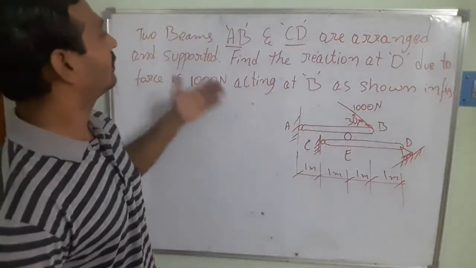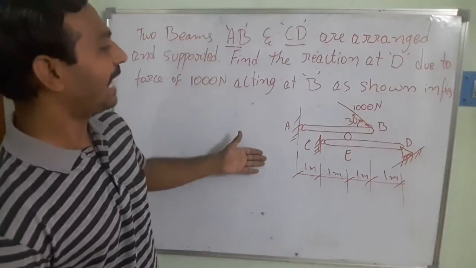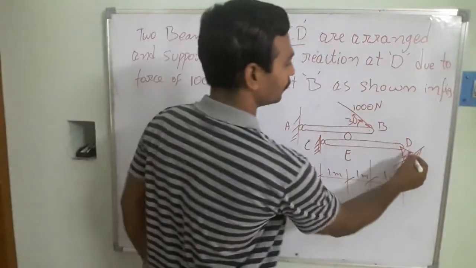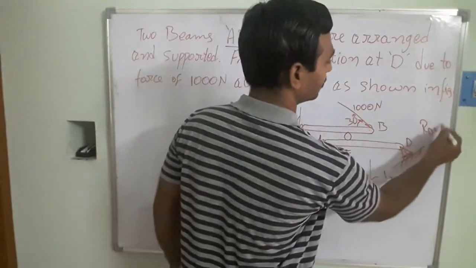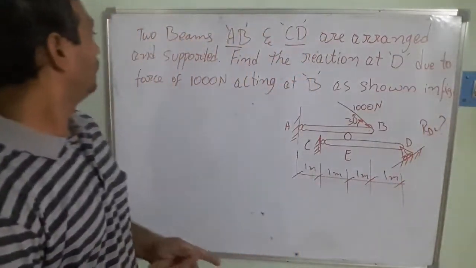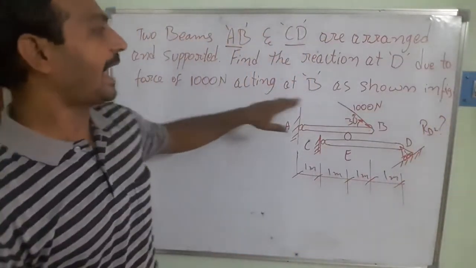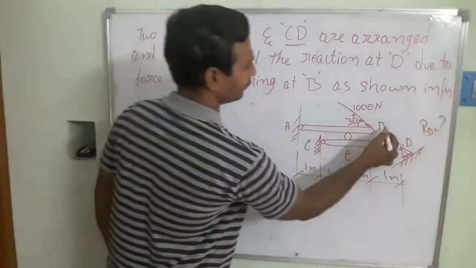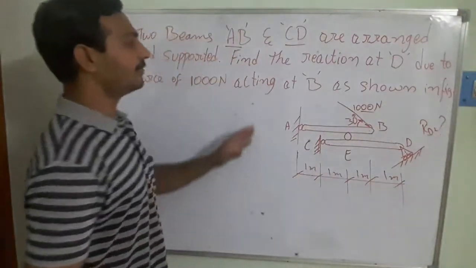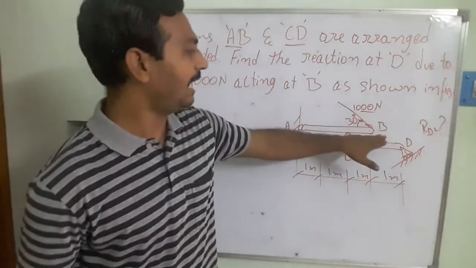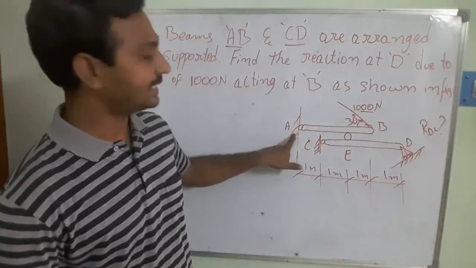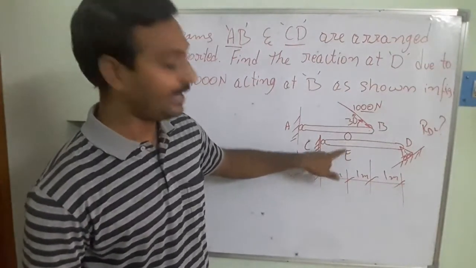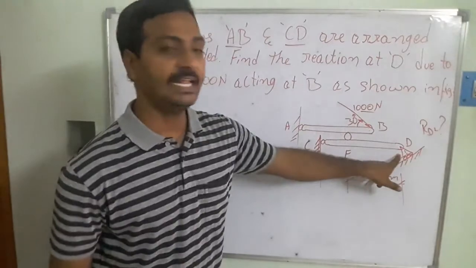So what kind of supports he has given, and then we need to find the reaction at D. That means we need to find the force RD at D, by using the force of 1000 newtons acting at B. So in this case the given data is only available here. But for the rest, we can see this is the beam AB and it is supported here. At the same time there is another support for AB at E, and it is mounted on the CD beam.